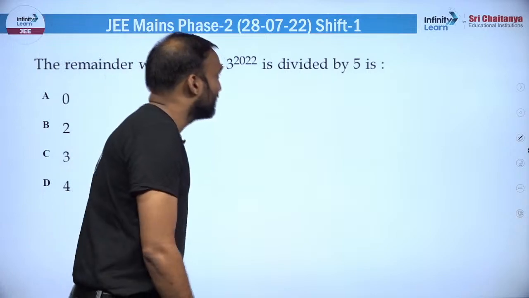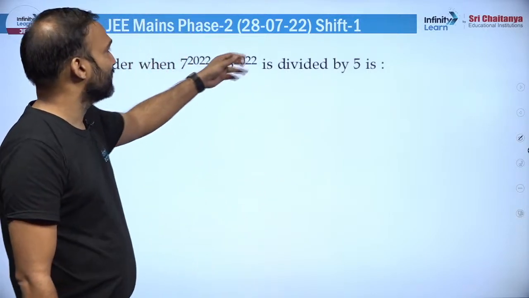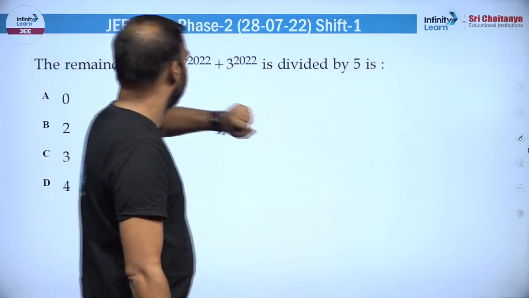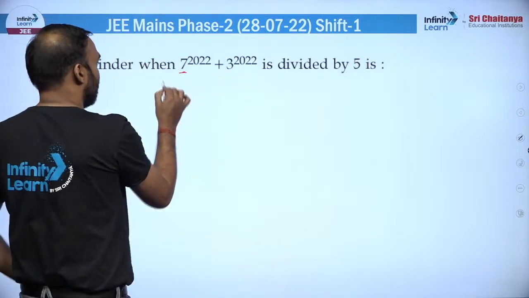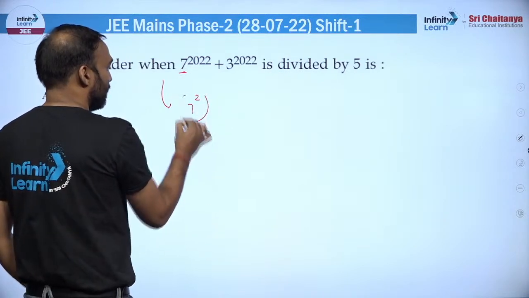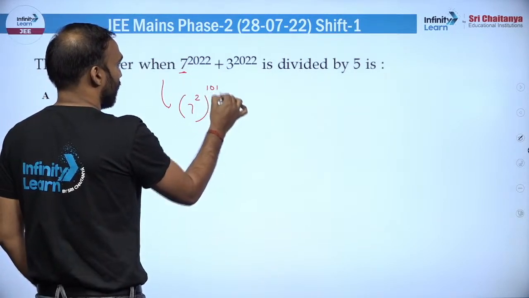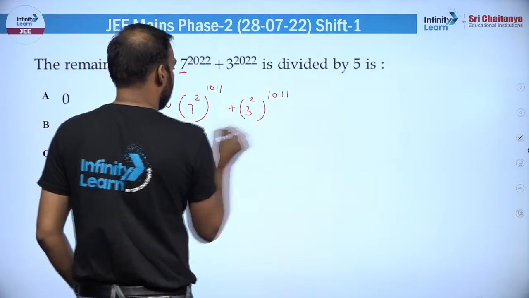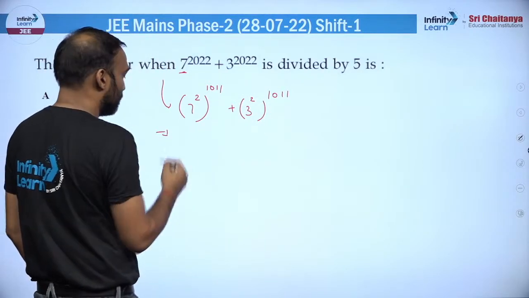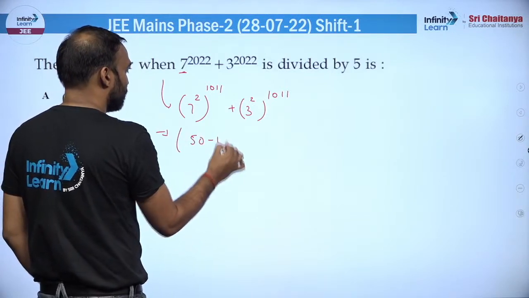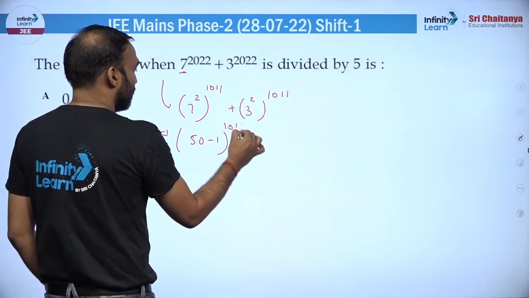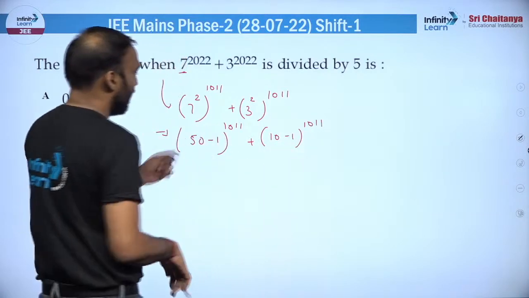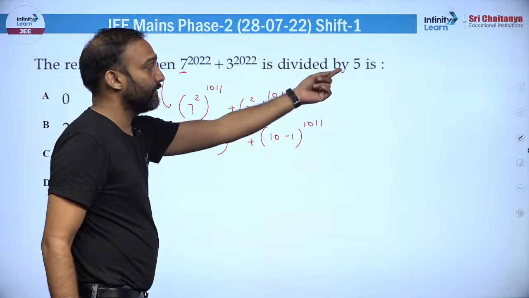Remainder, right? The same example came in the 27th of July, shift 1, right? Now I have to divide by 5. So what I'll do is, 7, I'll take the power of 7, that is 7 square, raised to 1011, and 3, I'll take 3 square, power 1011. So this becomes 49, this becomes 9. 49 I can write as 50 minus 1, power 1011, plus I can write this as 10 minus 1, power 1011. Why am I taking multiples of 10? Because they are divisible by 5.